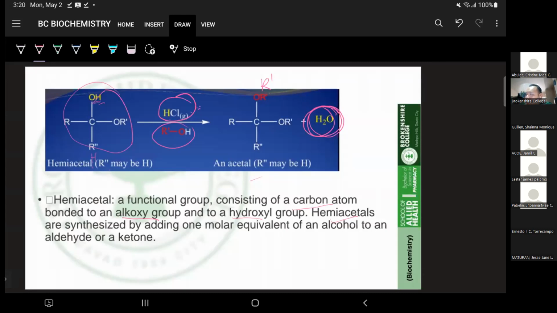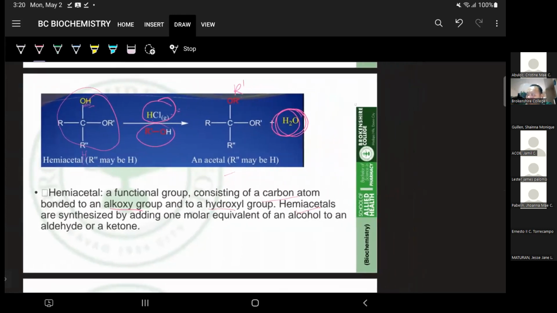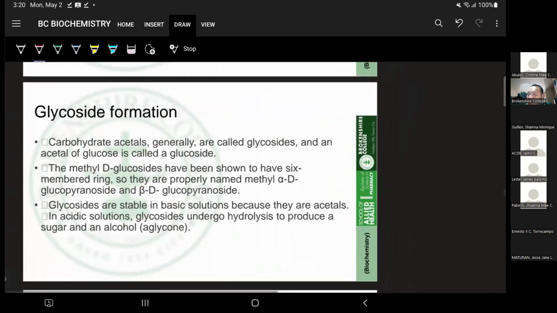Okay. Anyways, wala naman tayong masyadong concerns under hemiacetals. Okay. Dito, proceed tayo dito kasi ito yung mas importante, yung regarding your glycoside formation or the formation of your glycosidic bond. Ito yung very important, no?